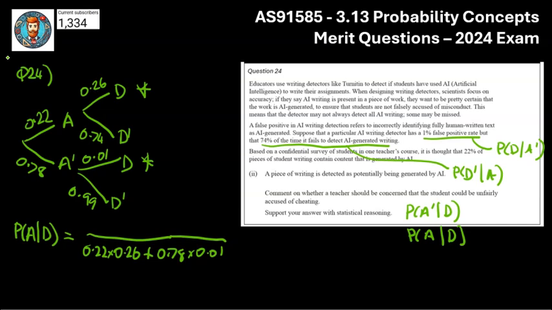Of those ones, which of them used AI? It was that top branch there. So it's going to be 0.22 times 0.26. Okay, so I plugged that all into my calculator, and when I did that, I got 0.8786.